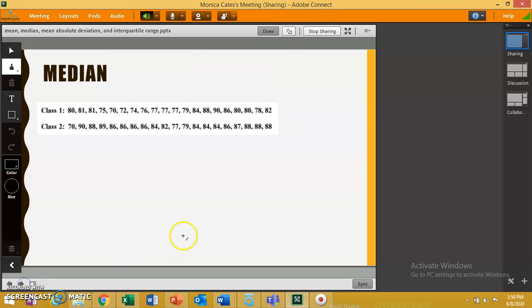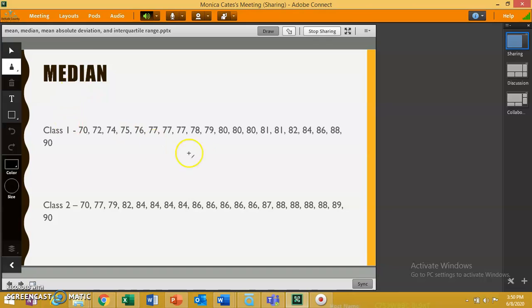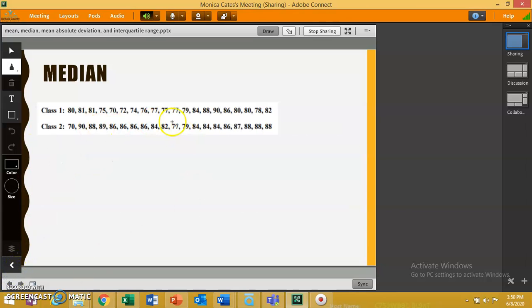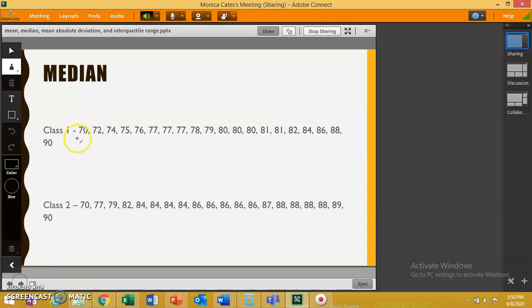All right, so let's go on to the median. The median is one of those things where in order to find it, you have to have your values in order. So I have to put the values in order from the least to the greatest in order to find the median. And I've done that here. Oh no, my 90 is not where I want it to be. All right, so class 1, here's my values. These are the exact same values that are here, they're just in numerical order, from the least to the greatest, from 70 to 90.